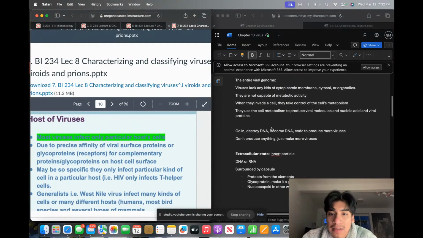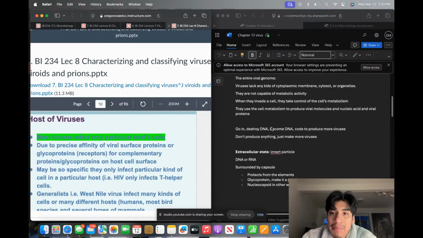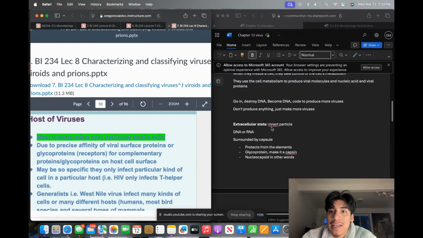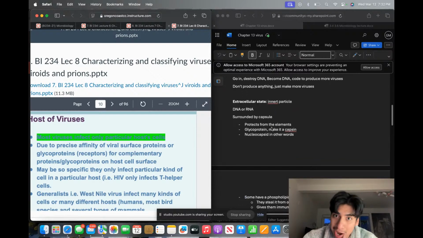All right, so let's take a look at what my notes say. Viruses lack any kind of cytoplasmic membrane, cytosol, or organelles. They are not capable of metabolic activity. When they invade a cell, they take control of its metabolism and use it to produce more viral nucleic acids and viral proteins so that they can assemble more of themselves. And here's kind of the central dogma. They go in, they take over the DNA, and then they encode it to produce more viruses.